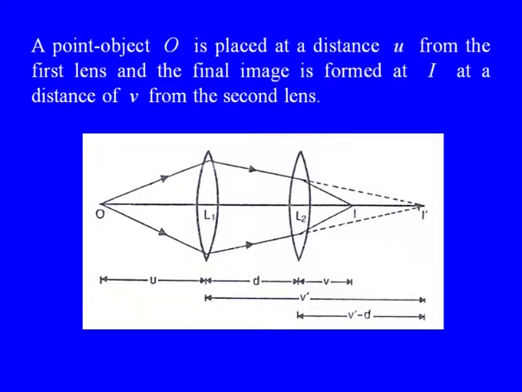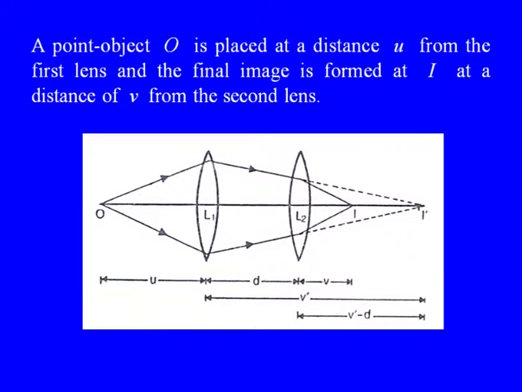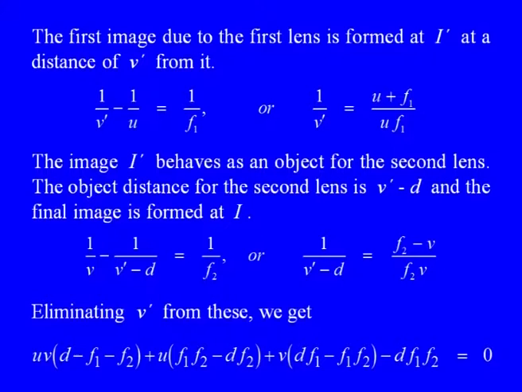After refraction from the first lens, an intermediate image can be thought of at the point I prime, which then serves as a virtual object for the second lens, and the final image is formed at the point I. D is the distance between the lenses, u is the object distance from the first lens, and v prime is the distance of that intermediate image which is formed. So, all those distances are given here. The first image due to the first lens is formed at I prime, at a distance of v prime from it.